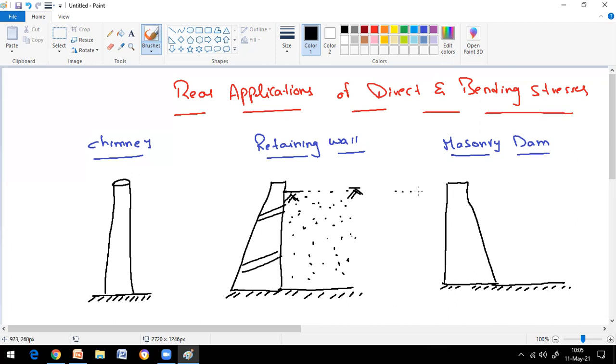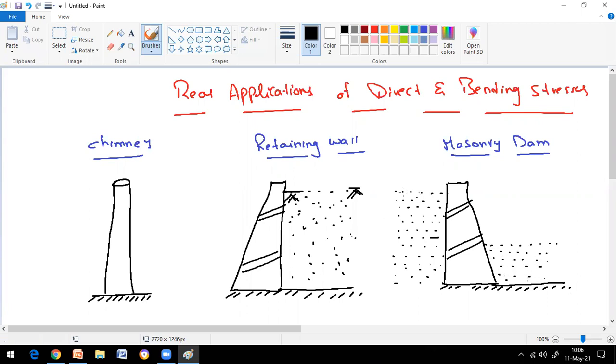Okay, so this is completely water. Even in the downstream you will have water. So this is the water level. Water level is always indicated by a symbol like this.